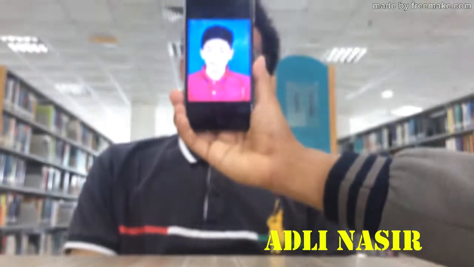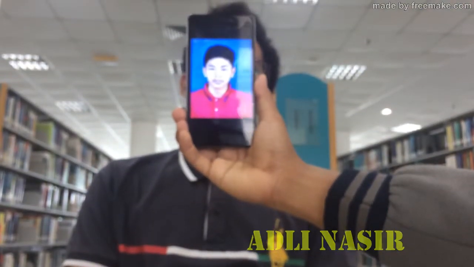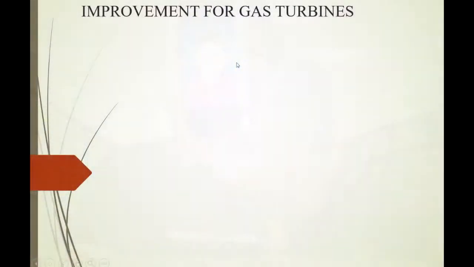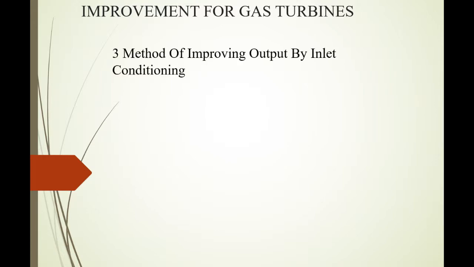Okay, now let's go through the improvement in gas turbine. Many things can be done to keep a turbine operating at peak efficiency. Inlet conditioning, which is reducing the inlet air temperature, is a very common method for improving gas turbine output. There are three well-known methods for achieving this output improvement, which are fogging, evaporative cooling, and inlet chilling.